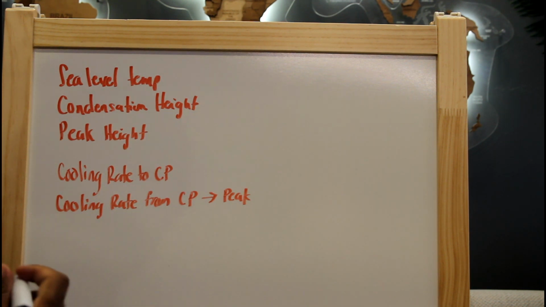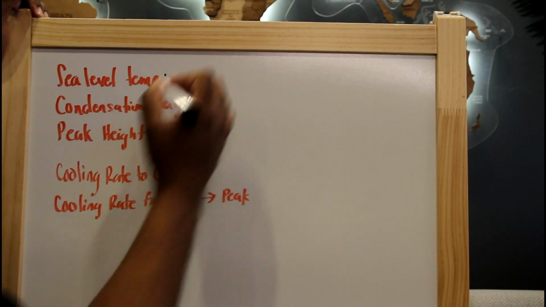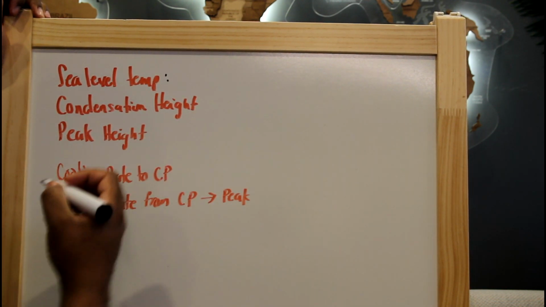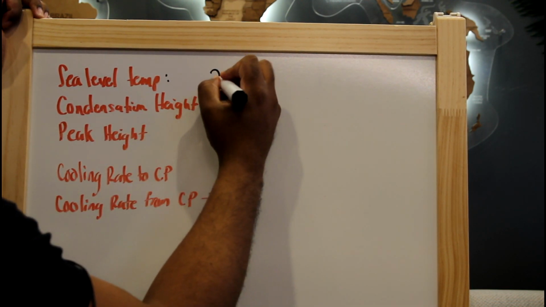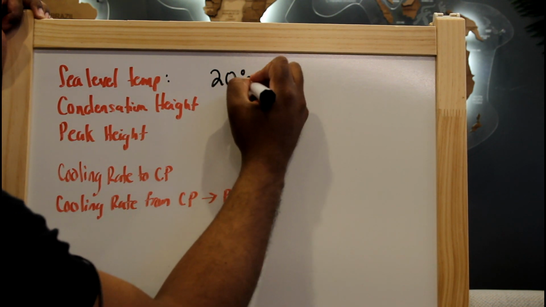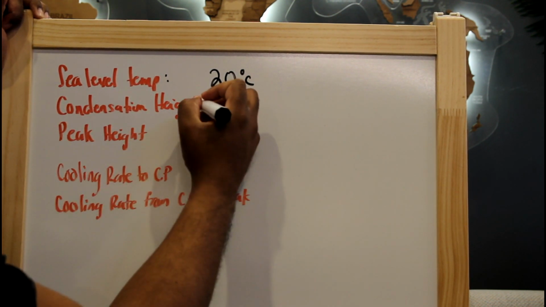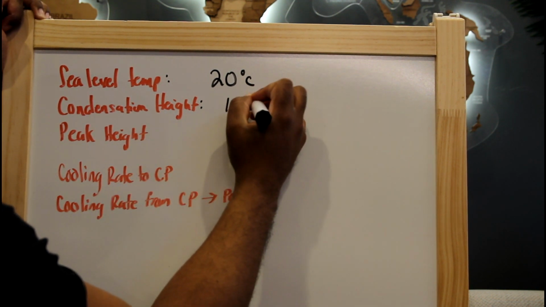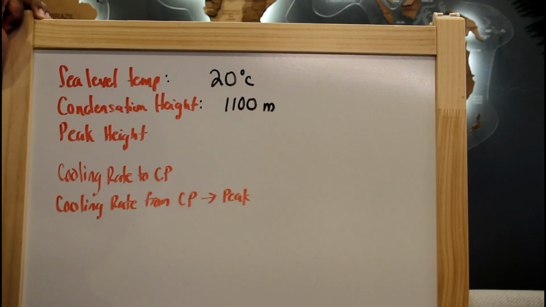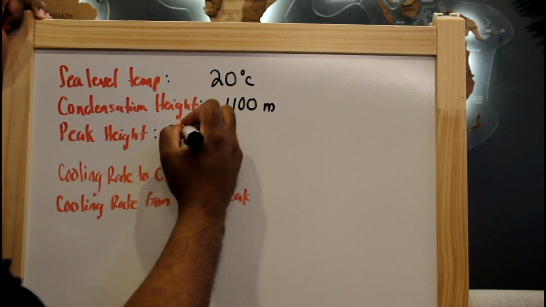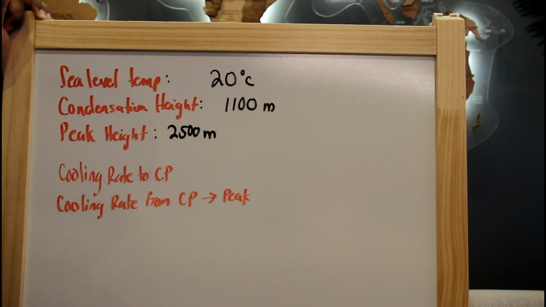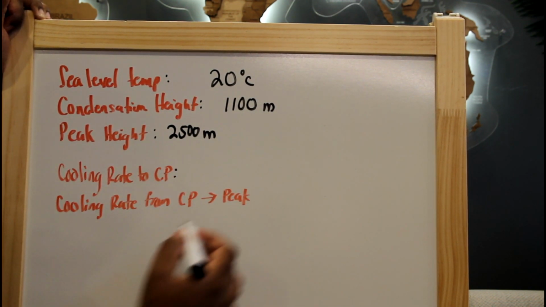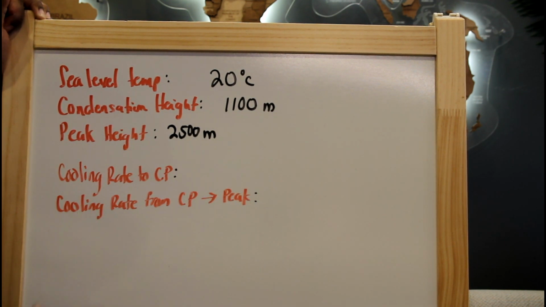Now, for the sake of today's lesson, we're going to plug in the following information. So the sea level temperature, we're going to say at this current place, it is 20 degrees Celsius. For the condensation point height, it's going to be 1,100 meters. For the peak height, it's going to be 2,500 meters.